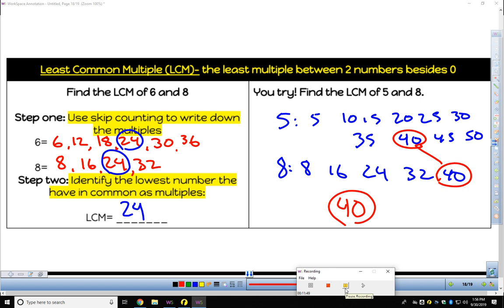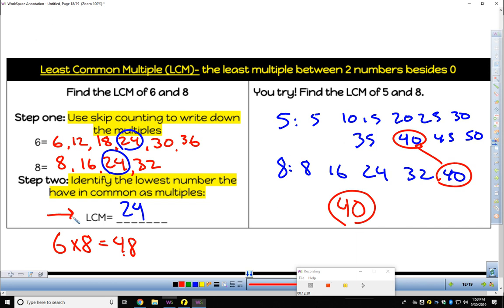And so you might be wondering, Mr. Heckman, couldn't I just find the lowest common multiple by multiplying the factors together? Like 5 times 8 is 40. Wouldn't that work every time? And you're correct that that would give you a common multiple, but not necessarily the lowest common multiple. For example, if I look at 6 and 8, 6 times 8 is 48. That's a common multiple. The lowest common multiple is actually 24. And so sometimes it's okay to have a common multiple. Sometimes we really want to have the least common multiple.